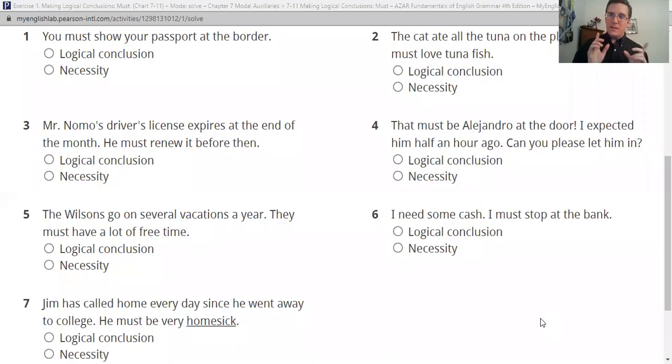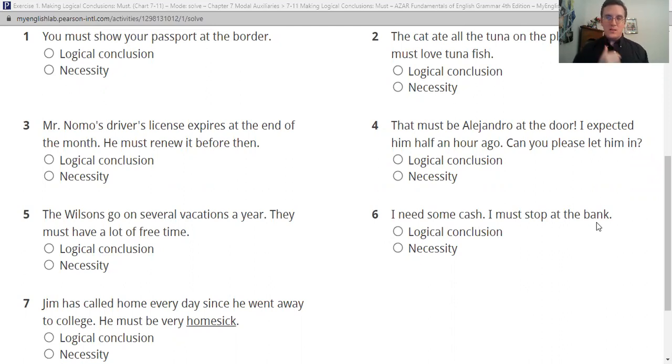Okay, in this last exercise, we are going to think about the meaning of the word must. Is it a logical conclusion? And is it my guess about what's going on? Or is it a necessity? Am I thinking this is something I need to do, something I have to do? Let's look at number 1 together.